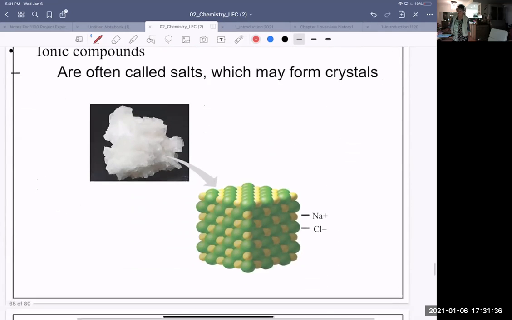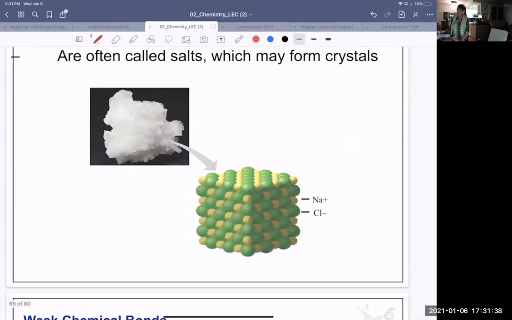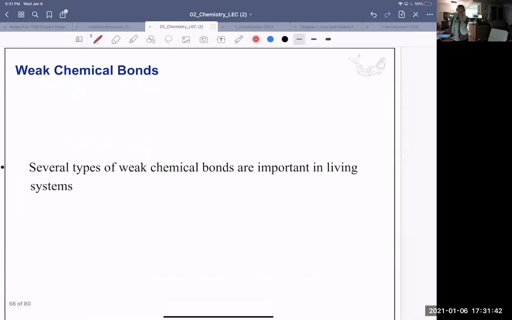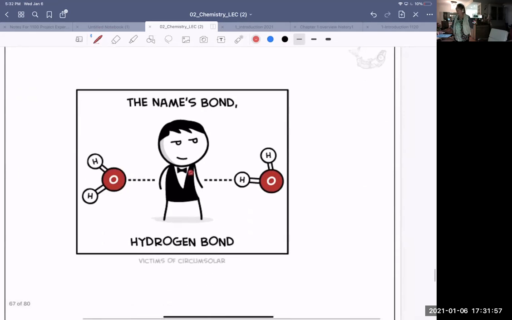Ionic compounds are often called salts. They form crystals. There are other kinds of chemical bonds that are also very important for life forms. Covalent bonds, for example, are very important for the formation of proteins. But there also have to be weak chemical bonds in life forms. There are a few that are very important.